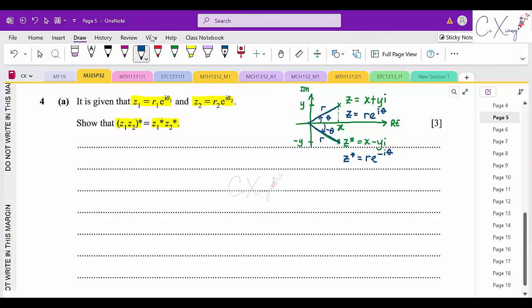Is it clear? Then maybe some students will ask, how about if I'm having my z in another quadrant? Basically, the idea is the same. As long as you are having z conjugate, then the theta here will become negative theta.